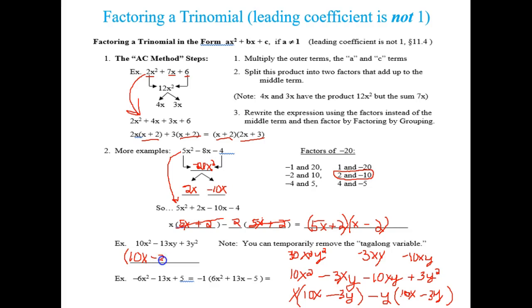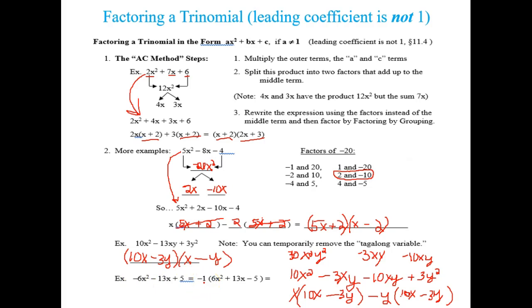That's the common binomial that you're going to distribute out of each of the bigger terms. If I pull it out of the first big term, I have left over x. So I'll put that in the second parentheses. And then if I pull it out of the last term, I'll have a minus y. So that's the factoring right there. 10x minus 3y, and then parentheses x minus y. Right? Now, the last example here on this page, the first thing I did was distribute out a negative 1.